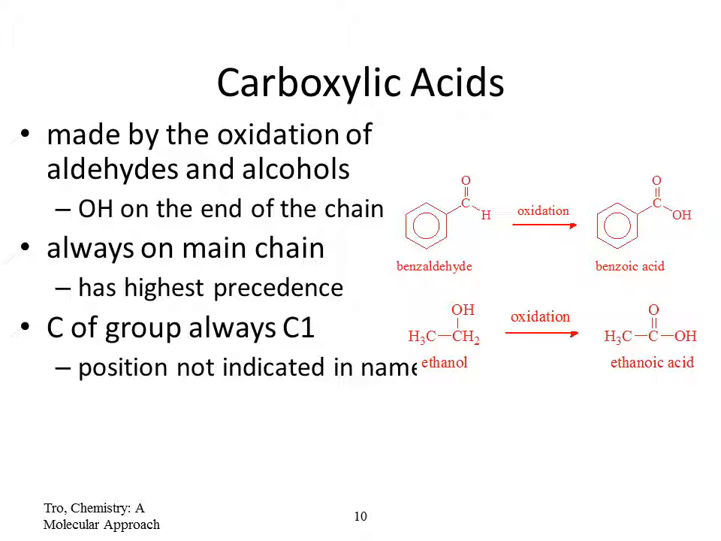It has the highest precedence. So if the carboxylic acid is given the number 1, there is no way any other group is given number 1 for naming. So there is no number for the carboxylic acid. For naming, we use the ending oic acid, like ethanoic acid, acetic acid, and benzoic acid.